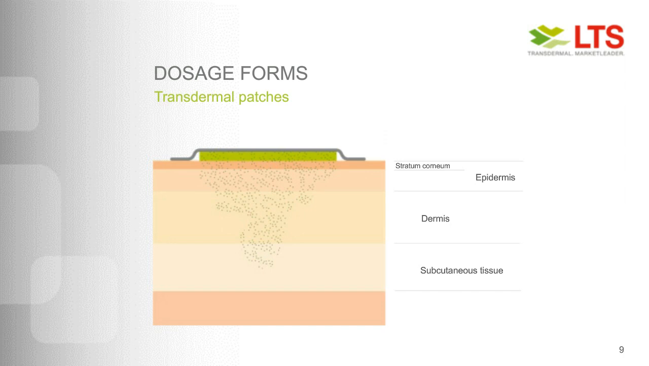How this works is simple. Basically, the API, the compound you would like to deliver, is dissolved in an adhesive matrix. The adhesive matrix is put on the skin surface. The API, by passive diffusion, is moving through the stratum corneum into the viable epidermis and dermis region, and then it's transported via blood flow into the body.